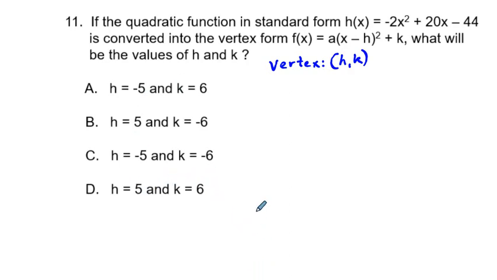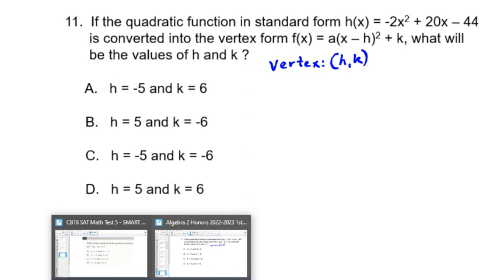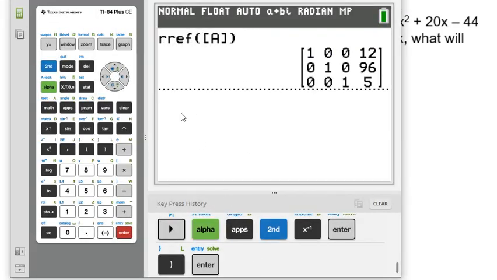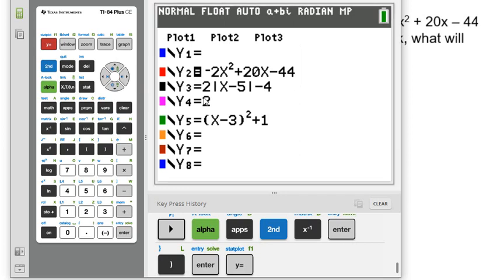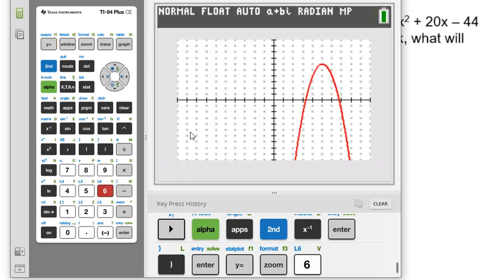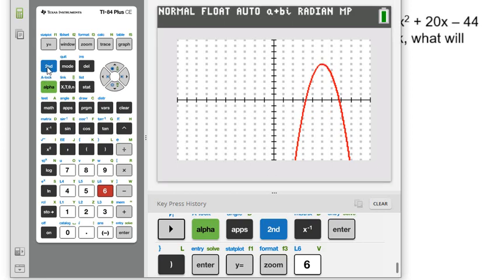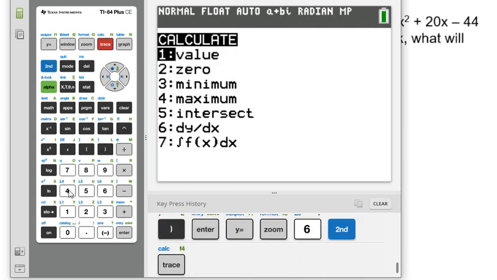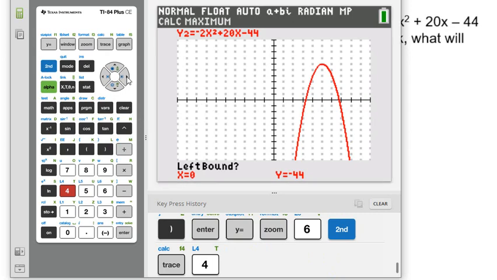We're just going to enter this and graph it, and see what it looks like. I've already previously entered this function in red. If I go to zoom 6, we get this graph. So h is going to be 1, 2, 3, 4, 5 to the right, and k is 6 up. And we can hone in on that using second trace. I'm going to go for a maximum, which says left bound x equals 0.